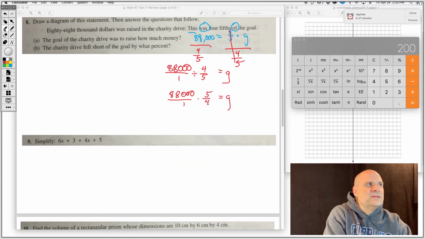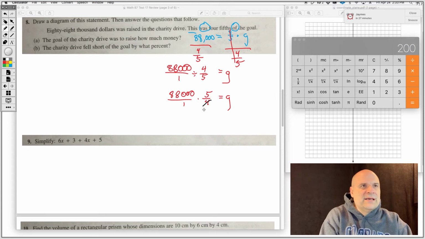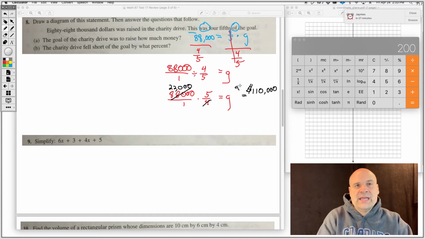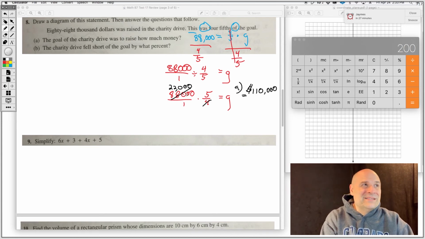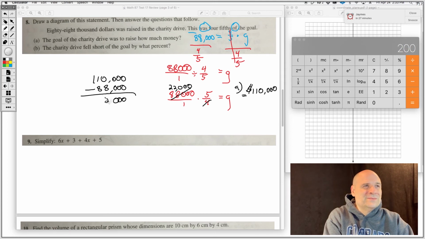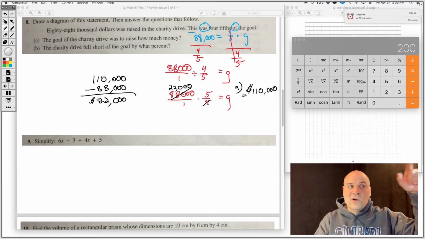Well, let's do some cross reducing because we can. So 4 goes into 88,000, 22,000 times. Okay, 22,000 times 5 is $110,000. Wow, so that's the answer to A. And then it says the charity drive fell short of the goal by what percent? All right, so how short of it was it? Well, they raised 88,000, so let's figure out what they were short in numbers. So 110,000 minus 88,000 equals 22,000.